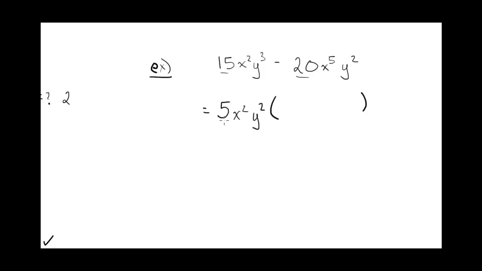So what do I need to multiply 5x squared y squared by to get 15x squared y cubed? Looking at the numbers, I need a 3. Looking at the x's, I don't need any more x's. And looking at the y's, I need one more y. So 3y times this gives me that. Minus, now what times this will give me this? Looking at the numbers, 5 times 4 gives me 20. Looking at the x's, I have x squared, I need x to the 5, so I'll need 3 more x's, so x cubed. Looking at the y's, I don't need any y's, so I'm done. So this times this should give me back that.